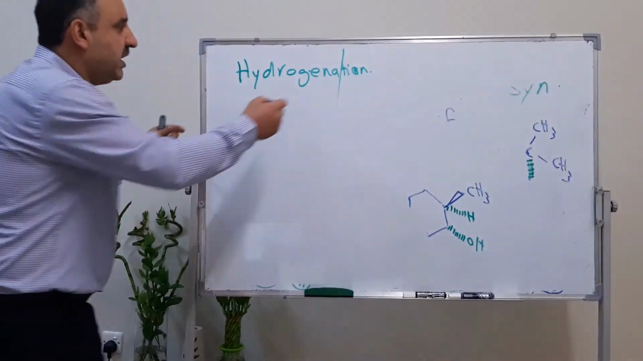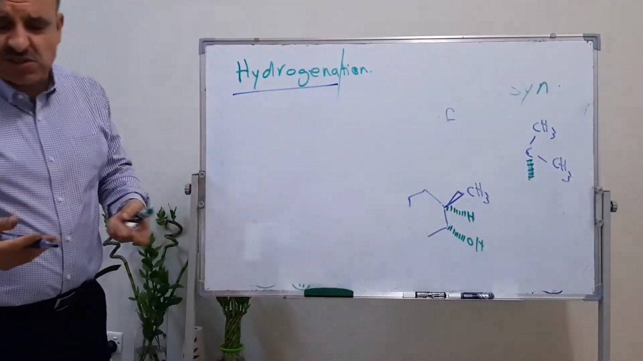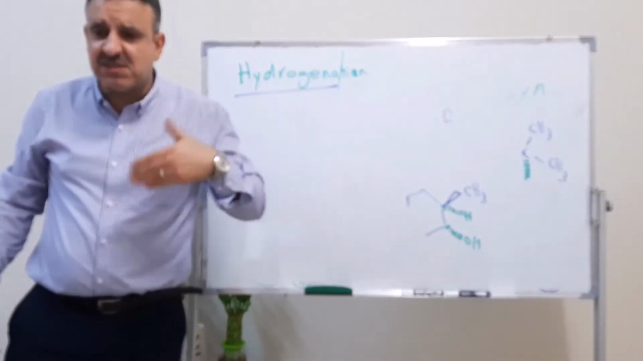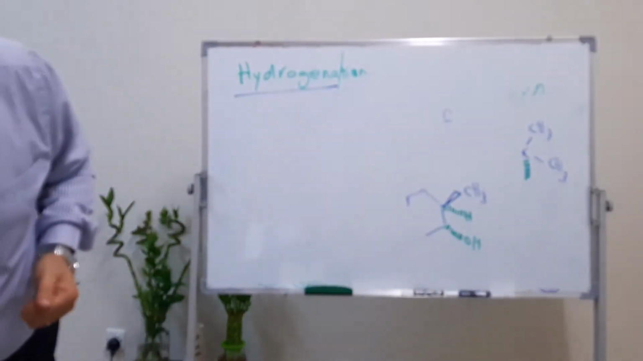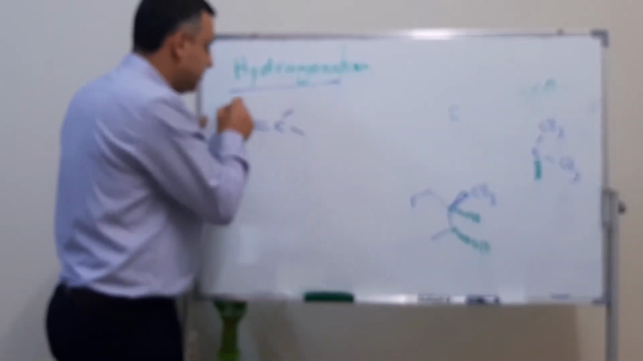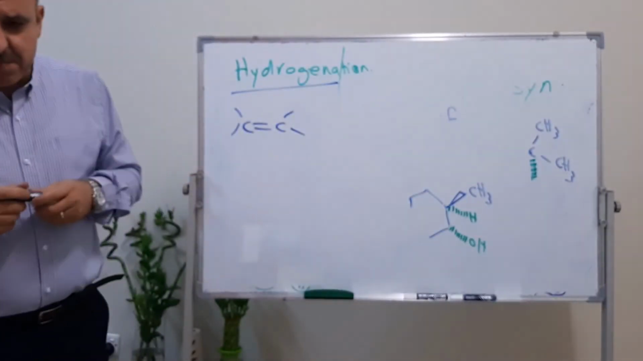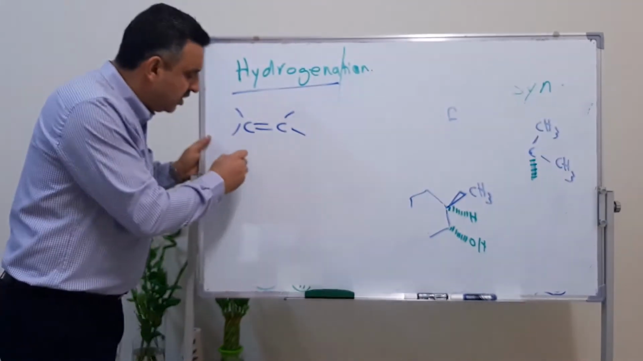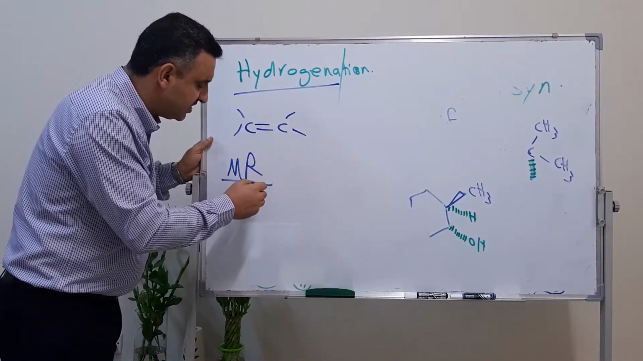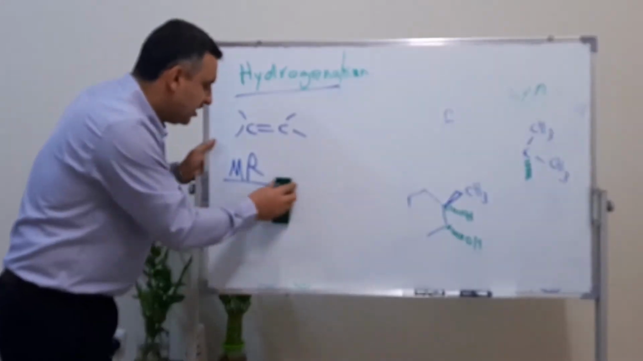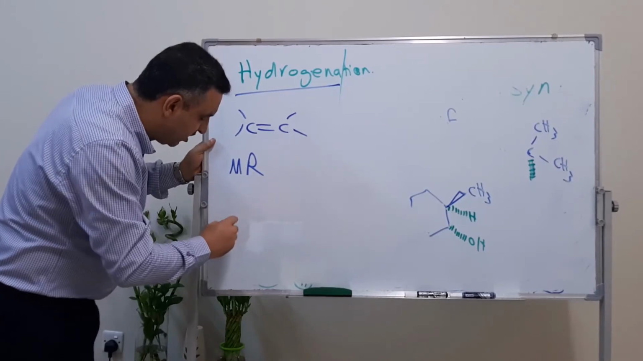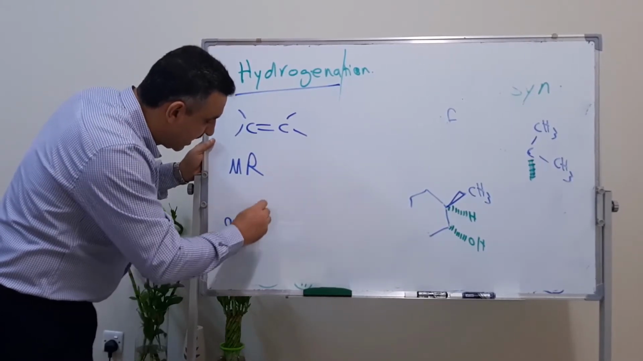Absolutely. Now here, from its name, it's hydrogen. So this reaction is a simple reaction, because it's the addition of hydrogen atoms to the carbon double bond carbon. Now remember, when we want the Markovnikov rule, we need to specify if this reaction is Markovnikov or anti-Markovnikov.